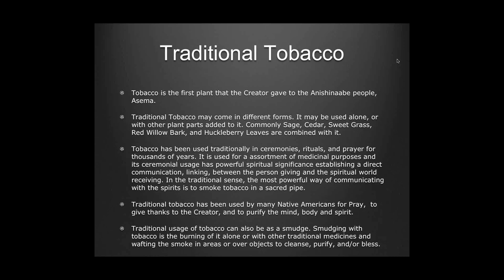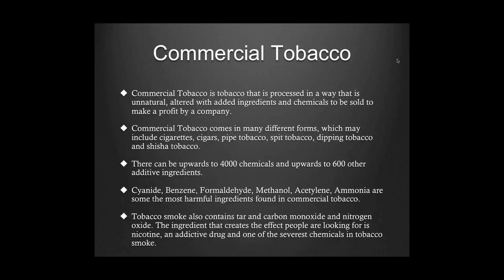Our commercial tobacco is still the tobacco plant that we hold sacred, but it has all these other chemicals in them that are harmful to our spirits, to our people. There's 4,000 chemicals in there: cyanide, benzene, formaldehyde, methanol, acetylene, ammonia, and nicotine, carbon monoxide, tar. There's all kinds of things in commercial tobacco that are not with the original plant that we use.